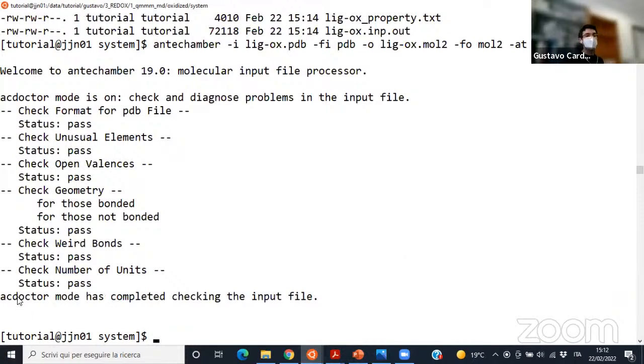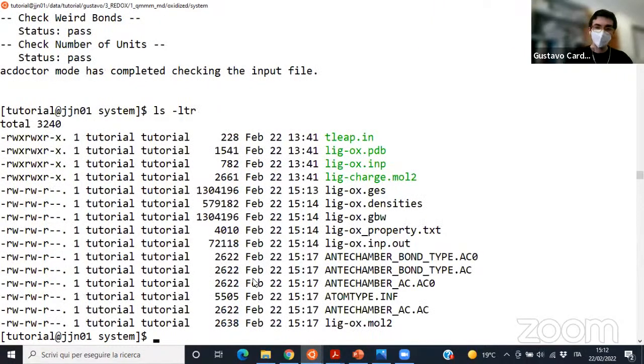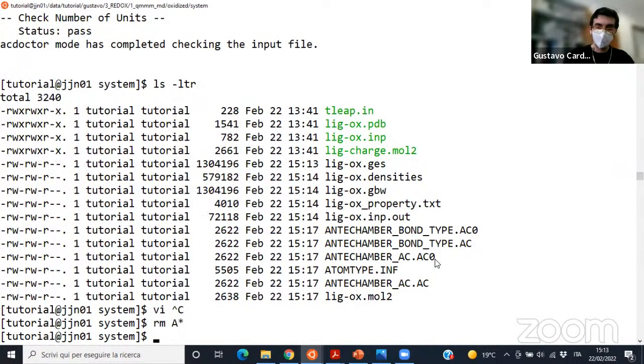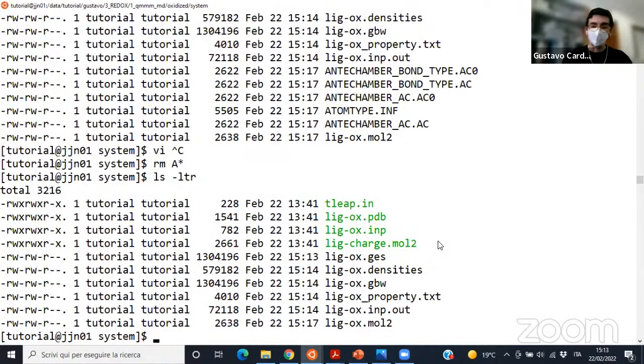Okay, as you can see, it took much less than the previous case. It doesn't have the SQM step that appeared here. The reason is that we don't have point charges here. Again, it created all this junk: antechamber and so on. I mean, it's not junk, it's important stuff, but not for us. So let's remove these files here. Then ls -ltr. These are the files that we have in our folder. Okay, so here's the mol2.